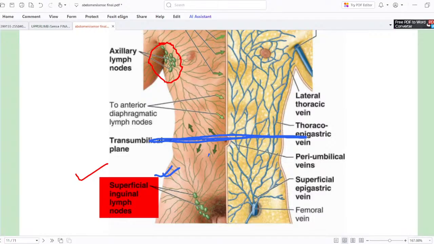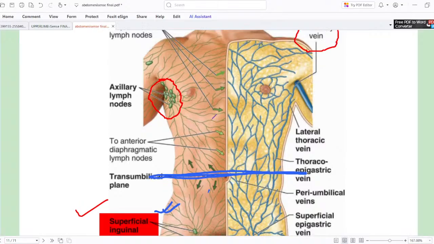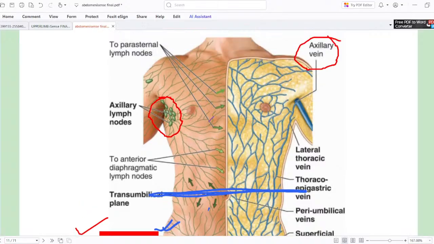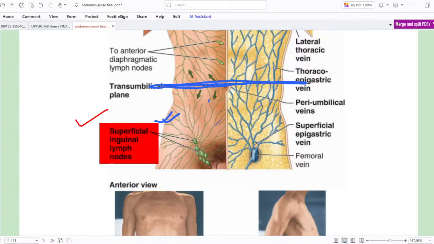Superficial inguinal nodes, across below the umbilicus. It goes to axillary lymph nodes above the umbilicus. Below the umbilicus, it goes to the inguinal nodes.